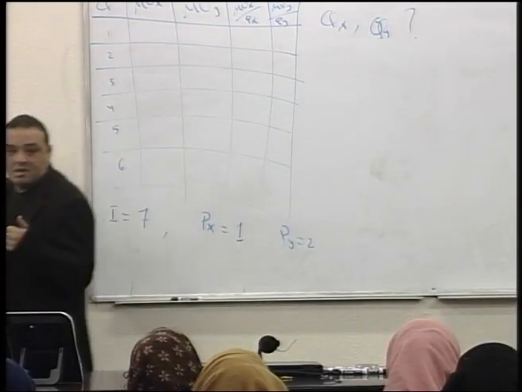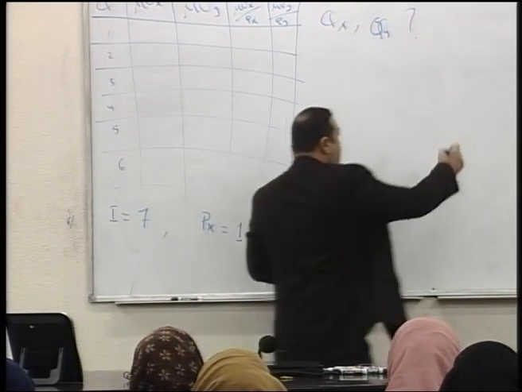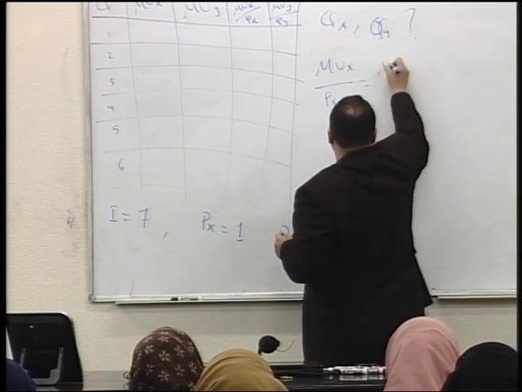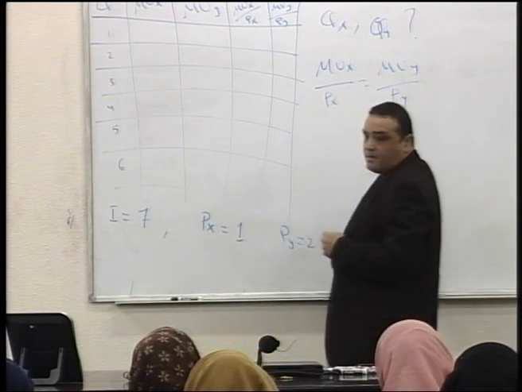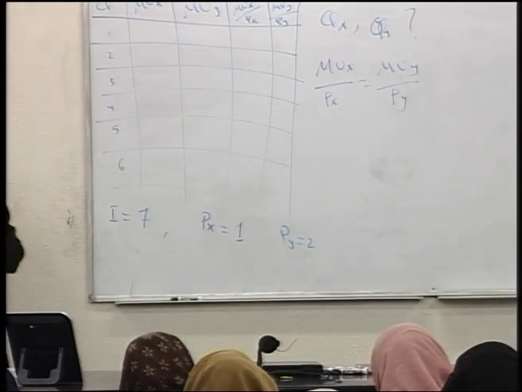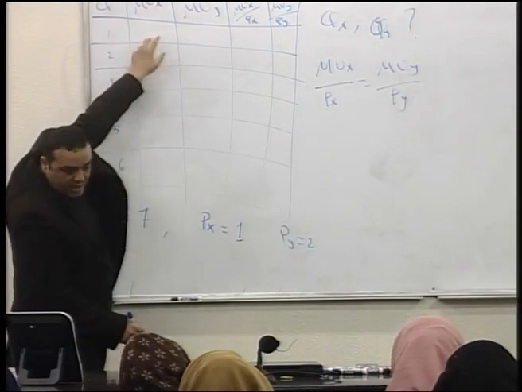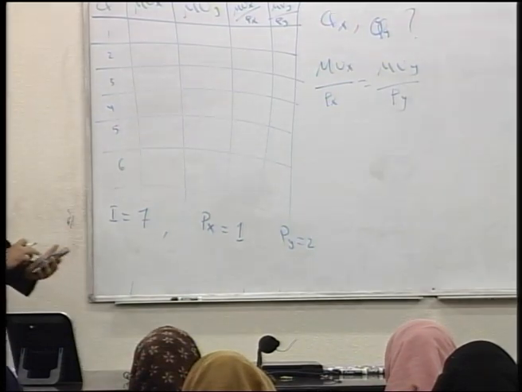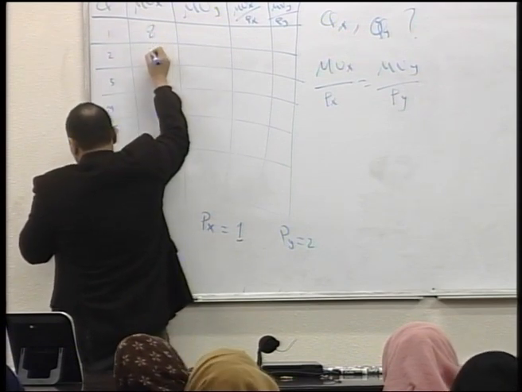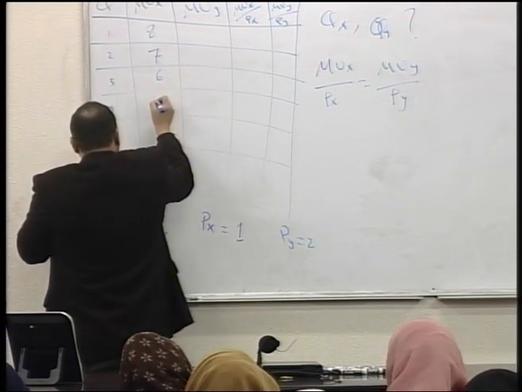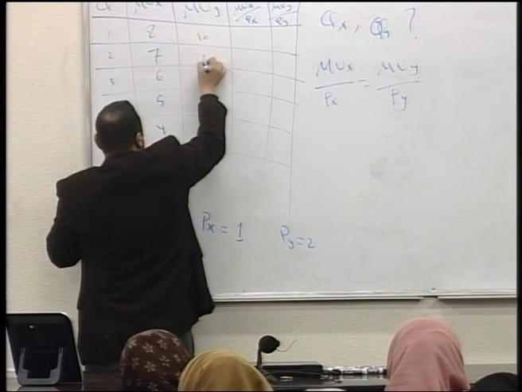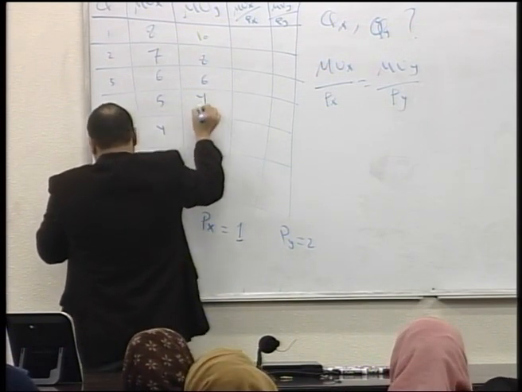The first condition is MUX over PX equals MUY over PY. So we have to calculate the marginal utility of X over PX. Sorry, we have to give you the data here. The marginal utility of X is 8, 7, 6, 5, 4, 3. The marginal utility of Y is 10, 8, 6, 4, 3, 2.